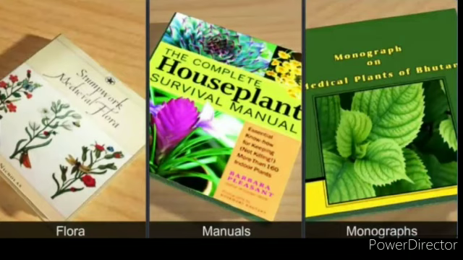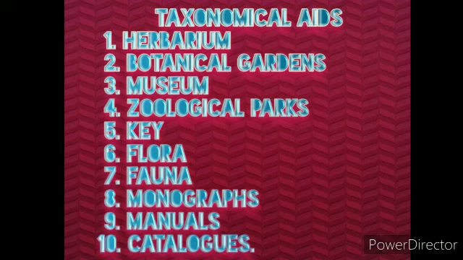So these are the important taxonomical aids: herbarium, botanical garden, museum, zoological park, key, flora and fauna, monograph, manuals, catalogs. These are the important taxonomical aids.